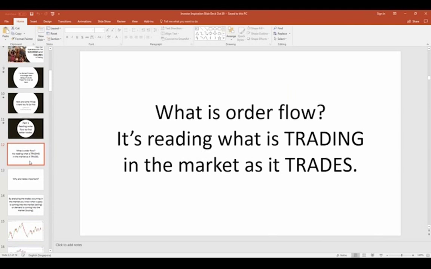Now, there's a bit of a discussion, an argument, I'll say. Some people think looking at a DOM, the depth of market, is order flow, while looking at a volume footprint chart is not order flow. They'll say that's trades that already occurred, whereas order flow is the pure flow of orders going in. Actually, it's a bit of semantics, but what really matters is what traded in the market.